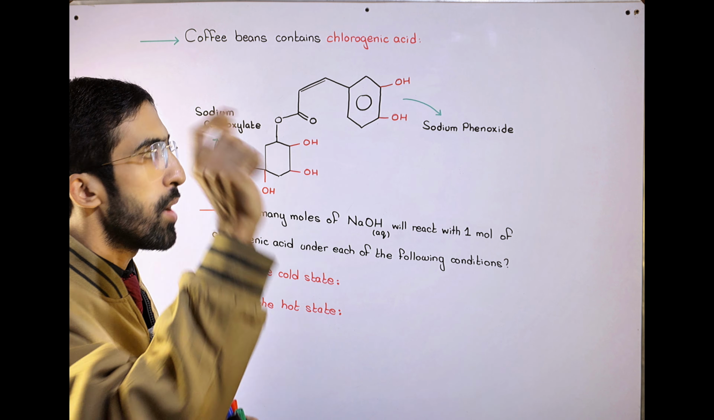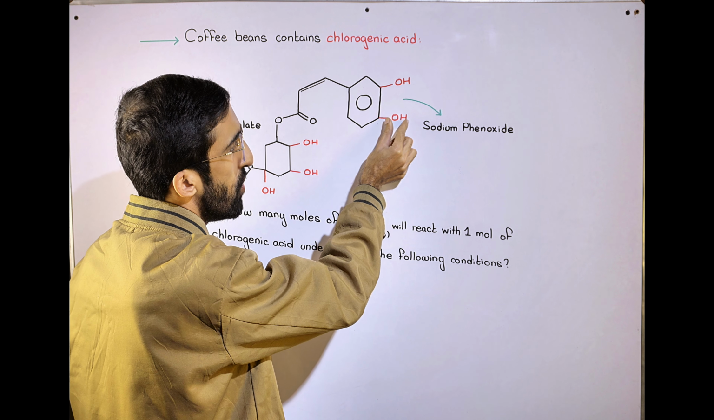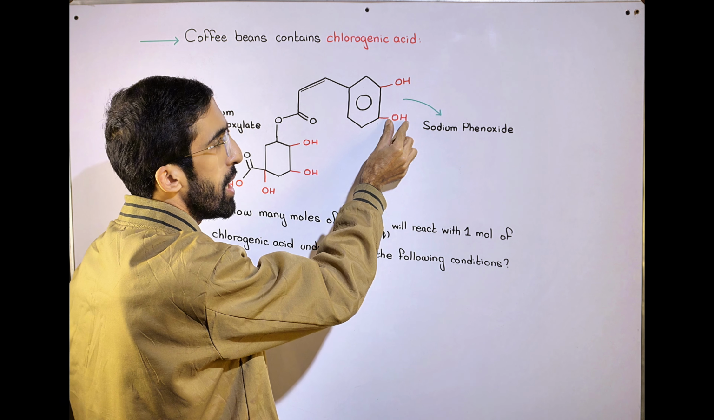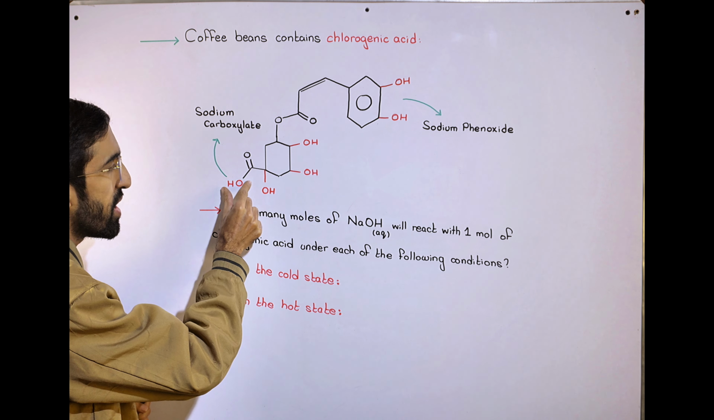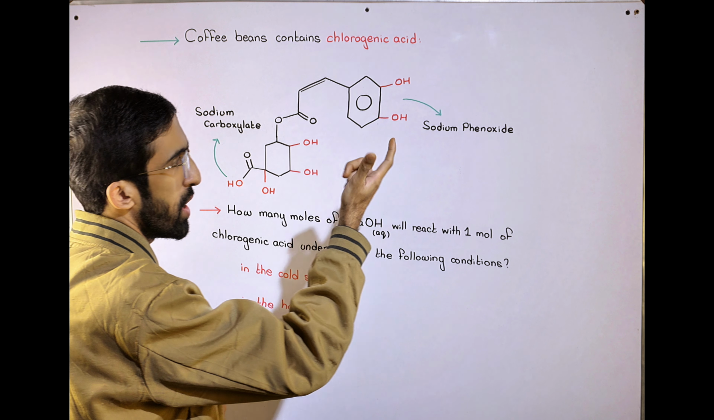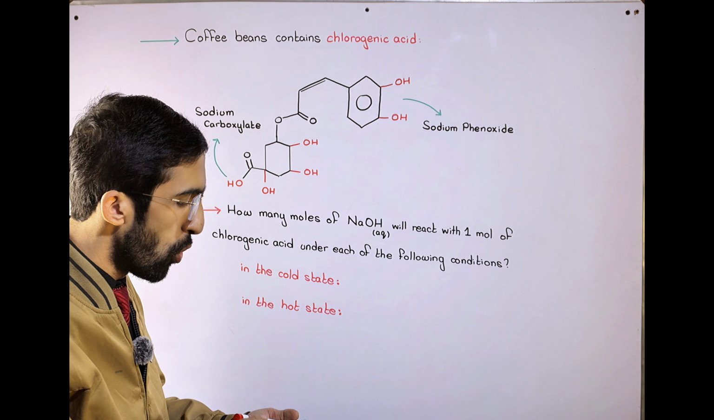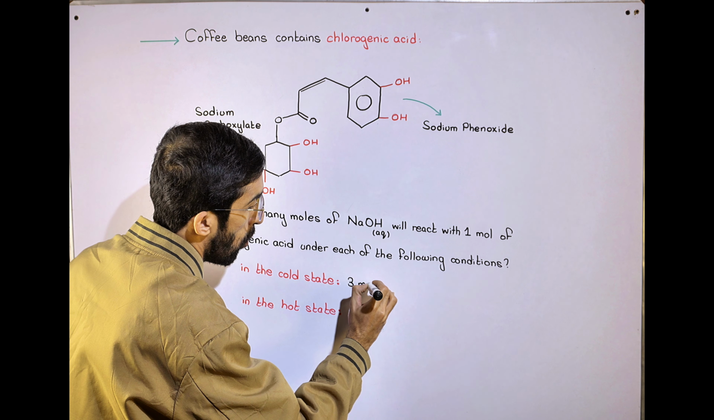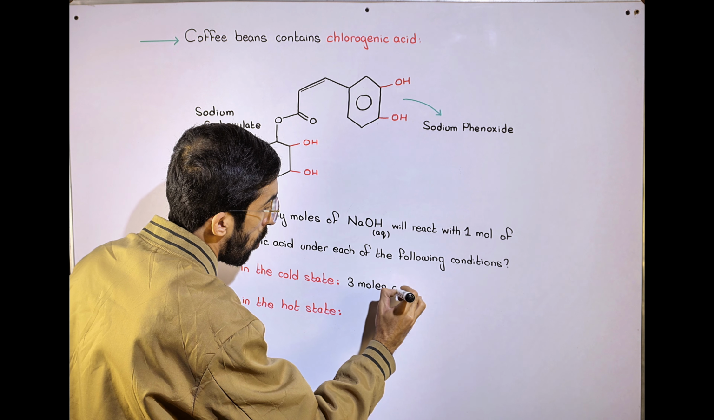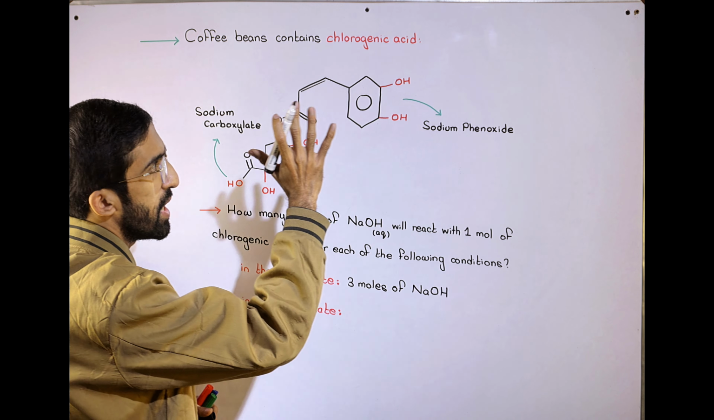How? The 1 mole of sodium hydroxide will react with this phenolic group. The second mole of sodium hydroxide will react with this phenolic group. And the third mole of sodium hydroxide will react with this carboxylic group. So it will form the sodium phenoxide or sodium carboxylate. So in the cooled state, 3 moles of sodium hydroxide will react with chlorogenic acid.